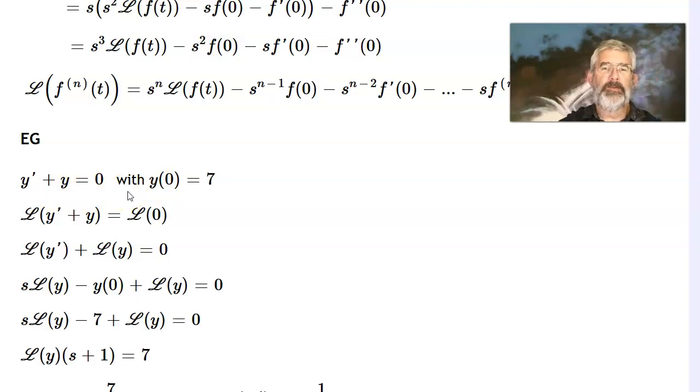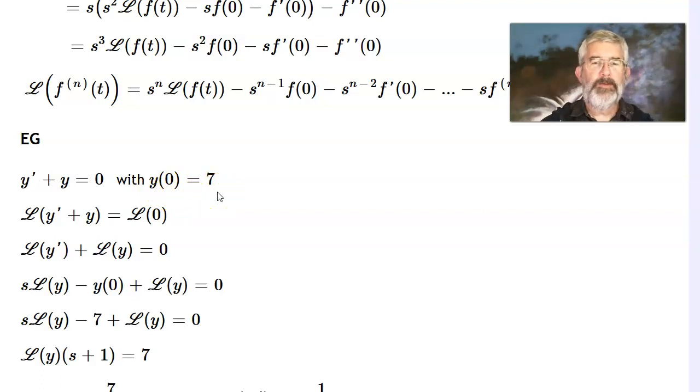Do you know any functions that when you take the derivative and add it to itself gives you 0? Well, that would be the same as saying y prime equals minus y. It's like, yeah, e to the minus x or e to the minus t. Well, what is our independent variable here? I think we're using t's. I'm also going to give an initial condition here with y of 0 equal to 7.